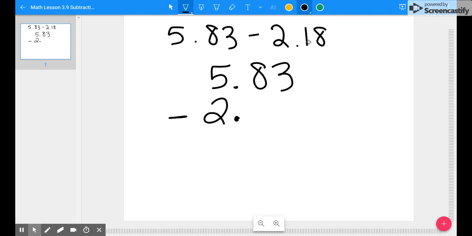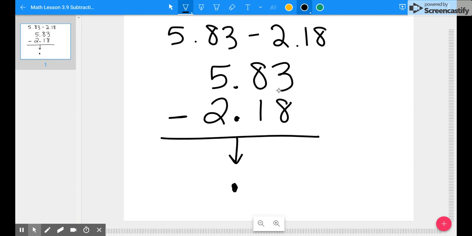I need to line up the number in the tenths place value, which is the 1, underneath the number in the tenths place value above it. And then I need to line up the number in the hundredths place value with the number in the hundredths place value above it. After I line up my numbers, line up the place values, and line up my decimals, step 2 is to bring that decimal point straight down. And then I just subtract like normal.